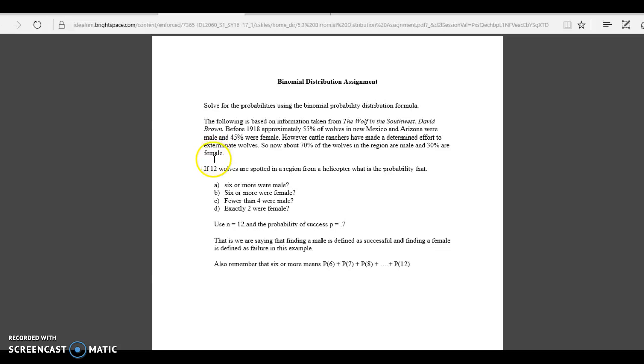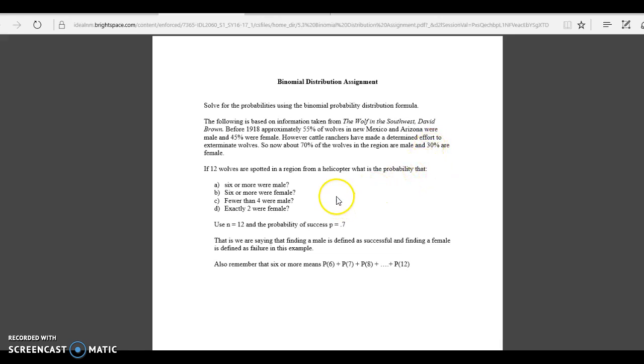In this problem, N is going to be 12, since the 12 wolves represent N independent trials. They're independent because if one was a female, it wouldn't have any effect on another one being female or male. So we assume 12 independent trials where P, you could choose either one. The probability of success is 0.7 if we were talking about males, or 0.3 if we're talking about females. Since part B asks 6 or more were female, I'm going to use P equal to 0.3.